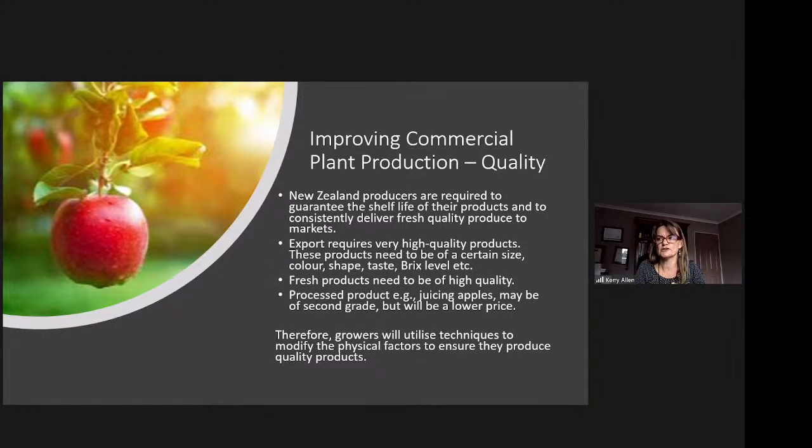Okay, fresh products need to be of a much higher quality than a processed product. So a processed product is for juicing or going into products that are going to be used somewhere else, so make pies or something else. And that usually receives a lower price. You're usually not aiming for the processing market. You're usually aiming for a fresh market, and then whatever you can't sell in that market drops down.